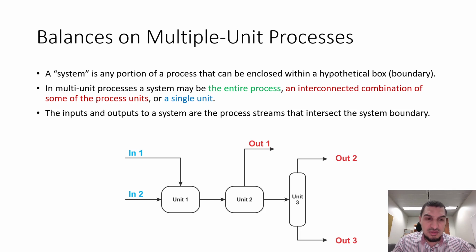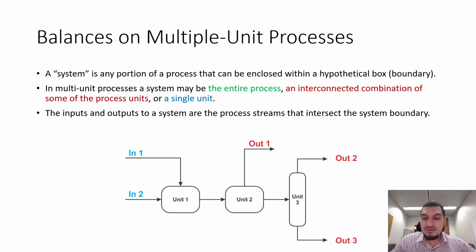But before that, there is a point that is very important that I want to make, which is the definition of the system. So this flow sheet that we see here is a flow sheet that we saw before when we were discussing the derivation of the mass balance equation. And we said that we can apply the mass balance equation on any system, and we gave examples of different things. So the mass balance equation can be applied to a system which is a portion of a process that can be enclosed within a hypothetical box or boundary.